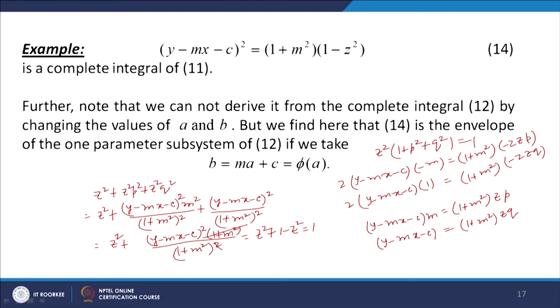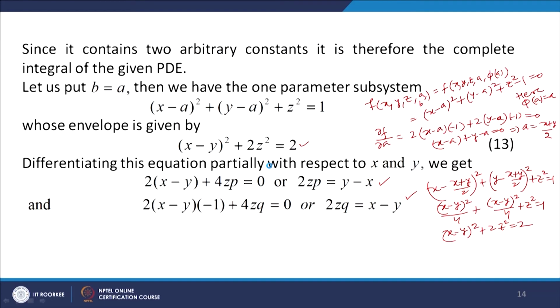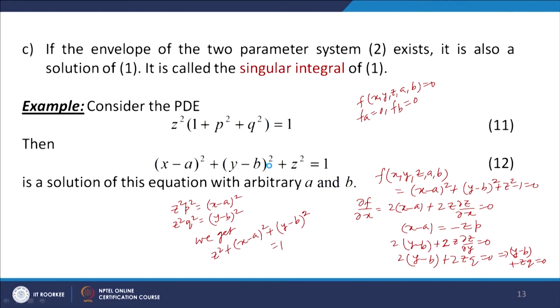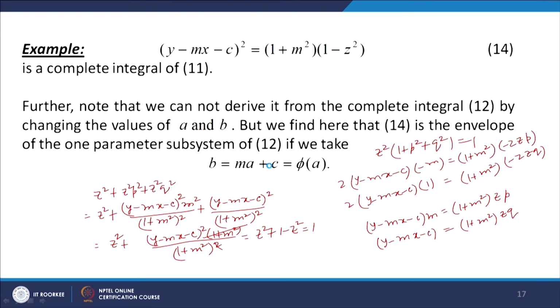So, let us consider equation number 12. Here if you take a particular function b equal to phi a, then we will be able to get that solution. Let us see how we get that. So, we will take b equal to ma plus c. So, x minus a whole square plus y minus ma minus c whole square plus z square minus 1 equal to 0. This is f of x, y, z, a, phi a.